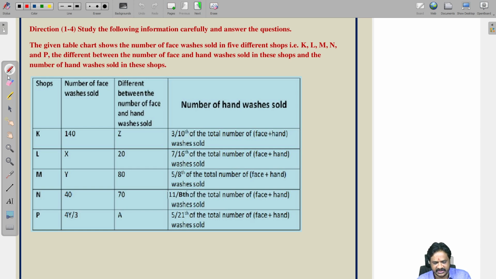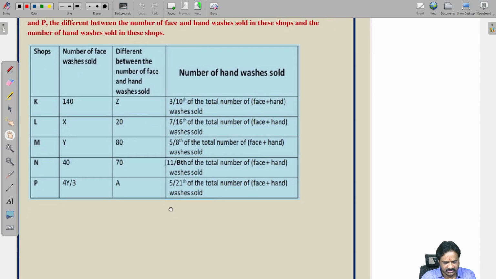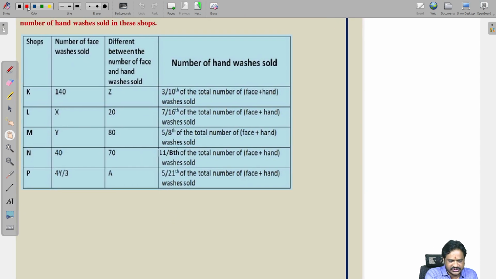It is the difference between the number of face wash and hand wash sold in these shops, and the number of hand wash sold in these shops. So, here we are having one table. The first column is the shop, next we have the face wash, next the difference between the face wash and hand wash, and next the hand wash also.